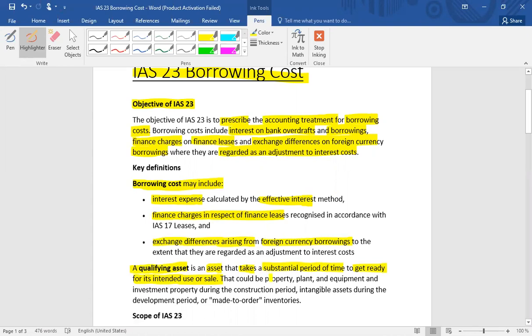So qualifying assets include property, plant, and equipment, and investment property during the construction period. Similarly, those intangible assets which are during the development stage, and also made-to-order inventories. Yes, inventory can also be part of a qualifying asset if that inventory is a made-to-order inventory. But if you are buying inventory which is already ready to purchase, then it will not be classified as a qualifying asset.